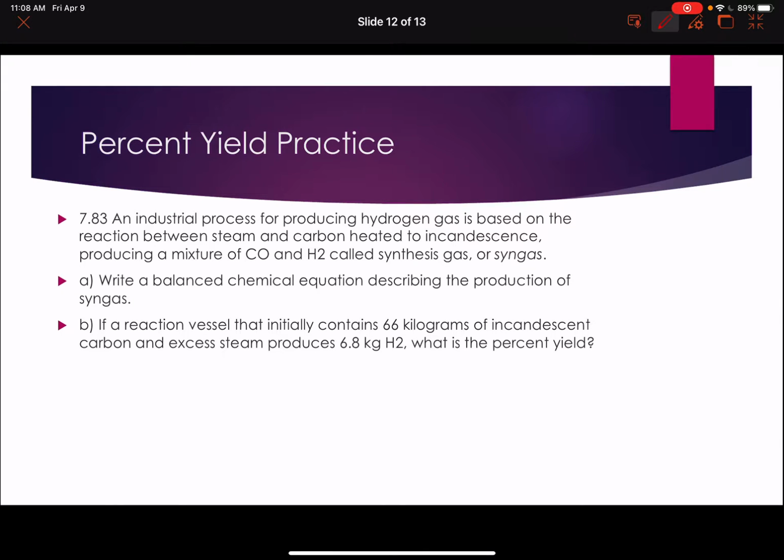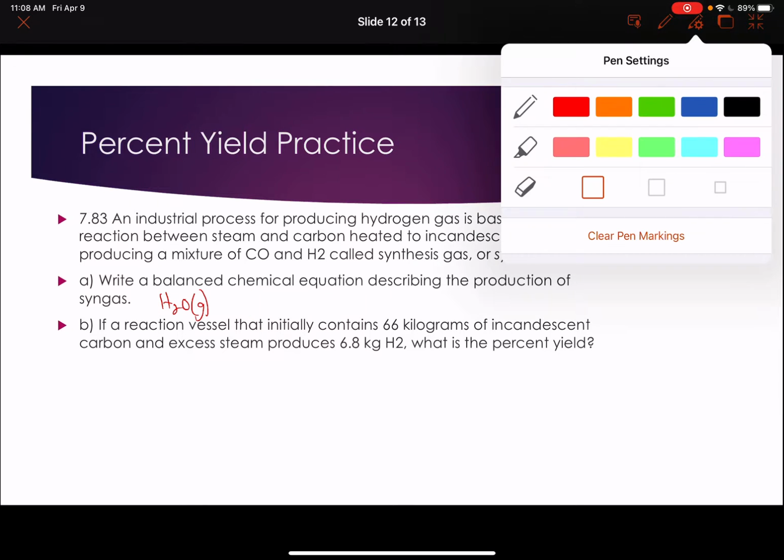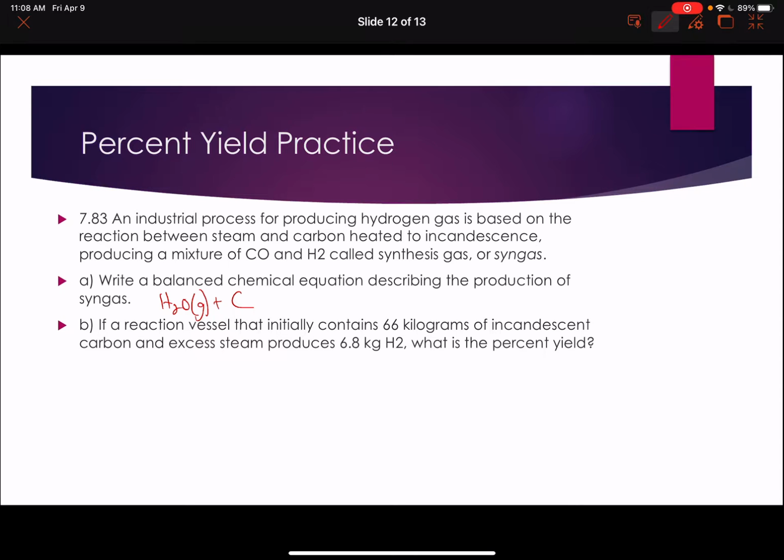Cool. So let's start with the first one. Let's write a chemical equation between steam and carbon, well, what is steam? It's water. It's a gas. Plus carbon, okay. I'm not sure if it's solid or gas, but that's going to make a mixture of CO plus H2, okay. Now let's make sure everything is balanced. We have two hydrogens, one carbon, one oxygen. Cool. Awesome, so there's our chemical equation.